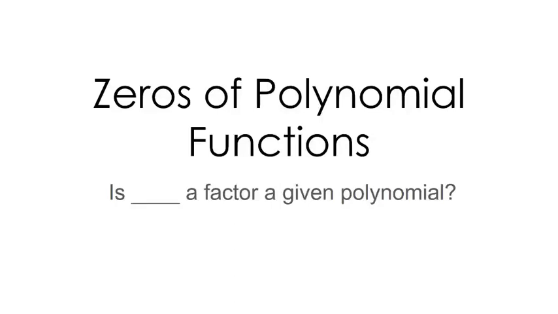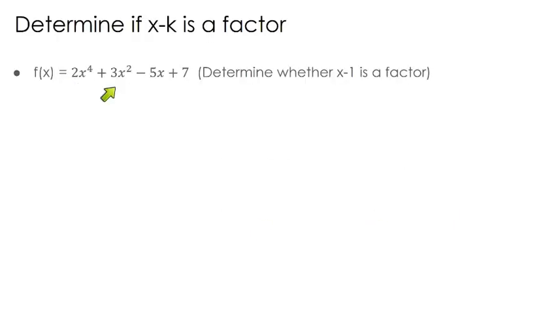Alright, in this video we will be given a factor and we're going to see if that given factor is a factor of a given polynomial. And what I mean by that is, here's an example. We're given this function f of x equals 2x to the fourth plus 3x squared minus 5x plus 7. And it says determine whether x minus 1 is a factor.